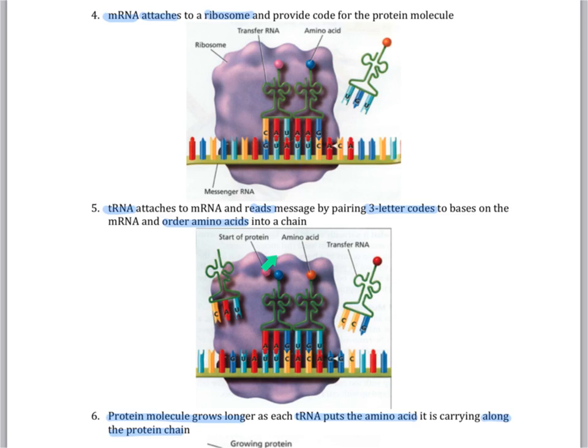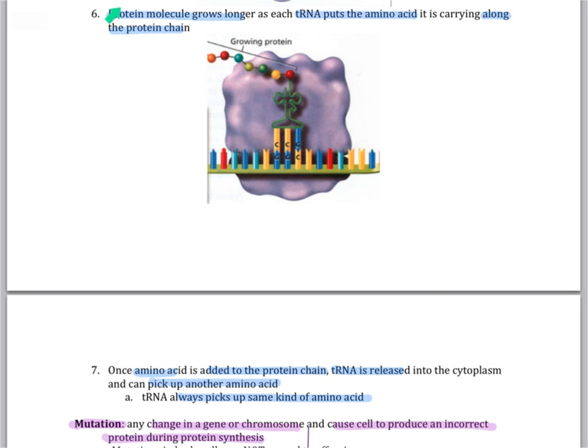So as this one gets attached here, this transfer RNA, just as that one, will leave and will go find the same amino acid again and come back. And if that same chain of nitrogen bases is needed again, it would come in and deliver the amino acid to start building the protein chain. The protein molecule grows longer and longer as each tRNA puts the amino acid it's carrying into the protein chain. So you can see here that the chain of amino acids group together and they create a specific protein.